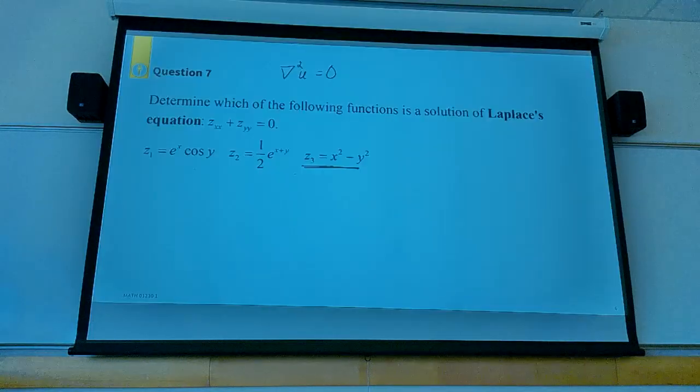Now let's examine Z3. Partial with respect to x: 2x minus y squared. It's just 2x. Second order partial with respect to x. What is it? You said 2, it's positive 2.